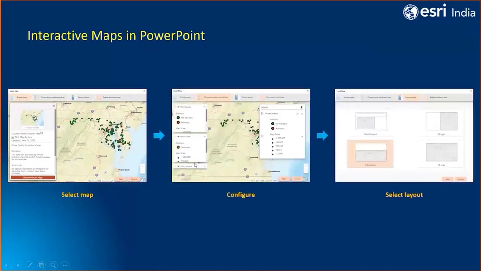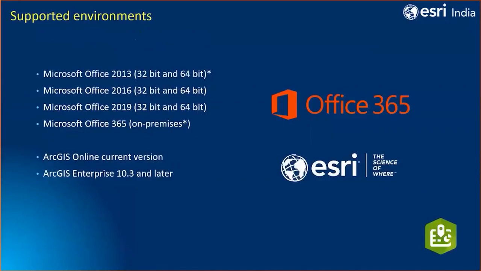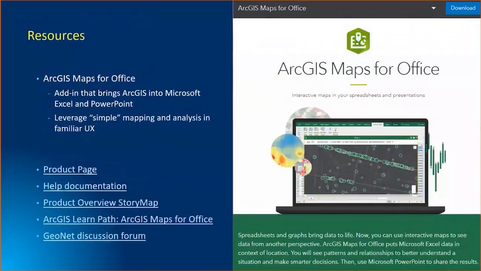Yeah. So we have shown you how you can configure and lay out the data. Just to add, there are a lot of other capabilities. We have shown you most of the capabilities. These are some major capabilities which exist in Maps for Office. And as for how it is supported, it is supported from Microsoft Office 2013 till Microsoft Office 365, so it supports all the versions. And it is supported on ArcGIS Online and ArcGIS Enterprise 10.3 or later. So these are the supported versions and environments.